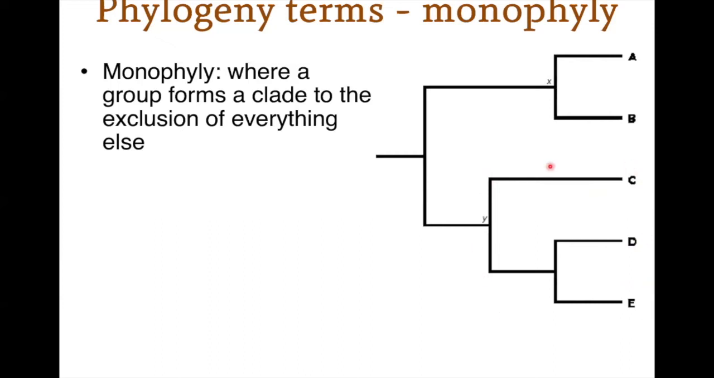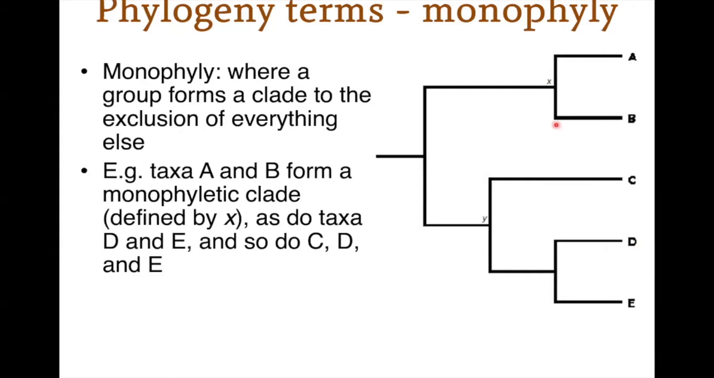Everything within this genus is within this clade. So there's consistency between what we're calling a clade and our taxonomic name. And I think they say that here. So A and B are a monophyletic clade, C, D, and E are a monophyletic clade, D and E are a monophyletic clade, and A, B, C, D, and E are also a monophyletic clade.